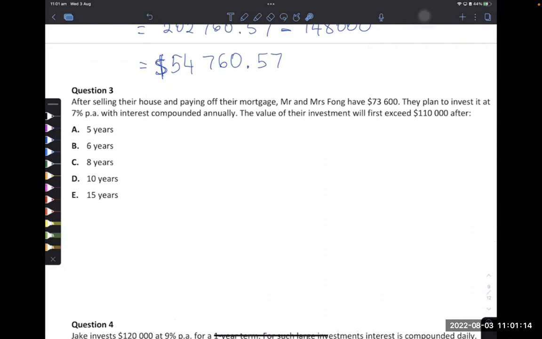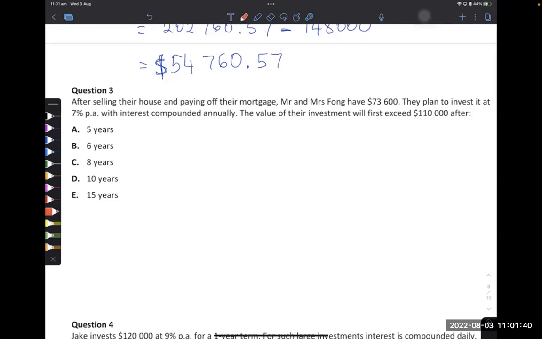So the scenario, or the story, is that after selling their house and paying off their mortgage, Mr. and Mrs. Fong have $73,600. They plan to invest it at 7% per annum. So what are they doing with their money? They're investing it. Okay, so that's probably worthwhile underlining.